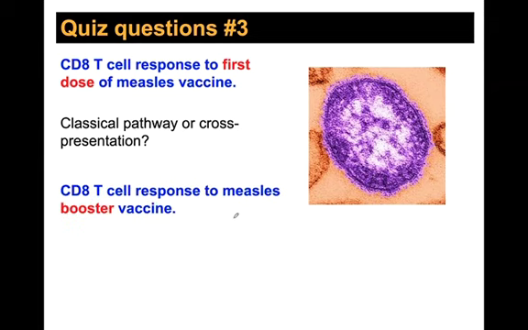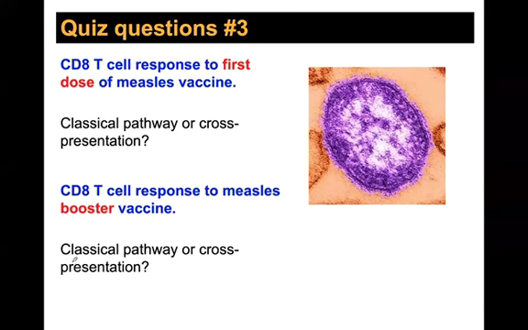But what about the CD8 response to the booster vaccine? Right, it's the classical pathway. These cells have been licensed. They already know the things are there. We'll go into immune memory and what happens, but it's basically that you don't need the cross-presentation to start everything. You've already got the cells you need.